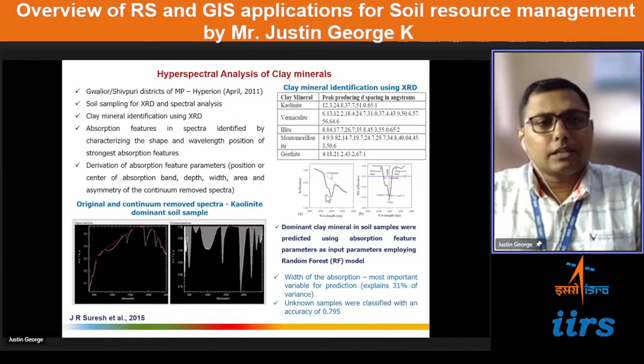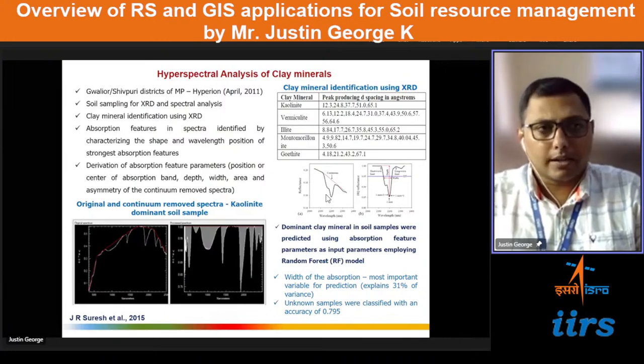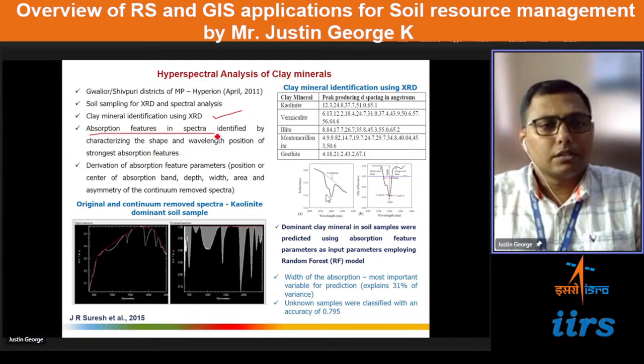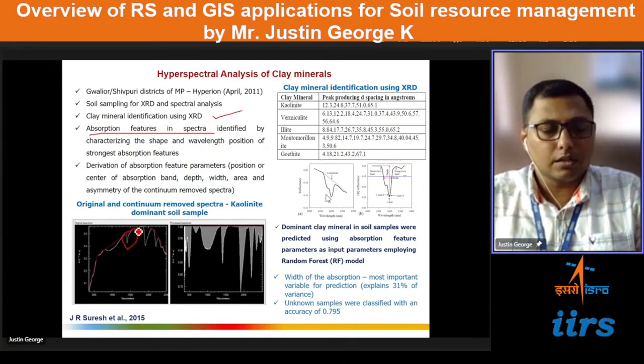Similarly, people have also made attempts at the identification of different types of soil clay minerals using hyperspectral analysis. The study area details and the various methodology are also given here. The absorption features in the spectra are mainly because of the variations in the chemical composition, mainly by the overtones as well as the fundamental absorption bands.